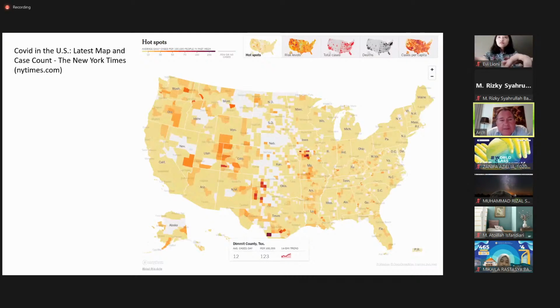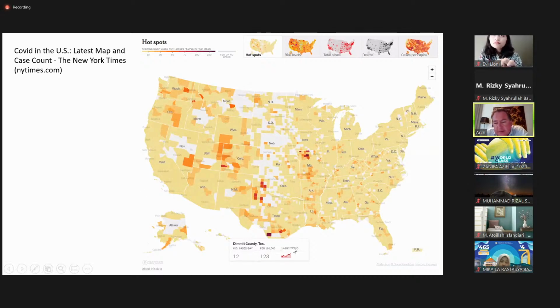Here we have another dashboard for COVID-19. This is the New York Times dashboard. And here we have county level information. And this time, rather than presenting it as a point, we're presenting area-based information. And this is an example of a Choropleth map. This is a static image.